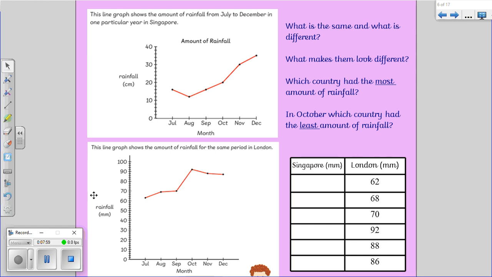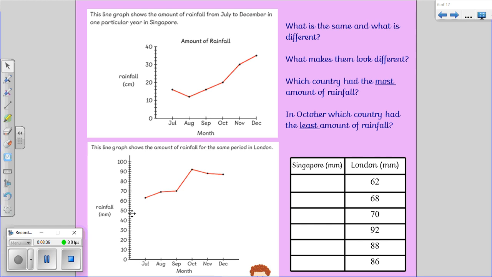Which country had the most amount of rainfall? So we might just look at the line graph and think actually the most amount of rainfall is in London because, well, we can see in October the rainfall is quite high compared to in Singapore. But we need to think carefully that this is measured in centimetres and this is measured in millimetres. It's two different measurements. We can have a think and actually convert the data into the same measurement.